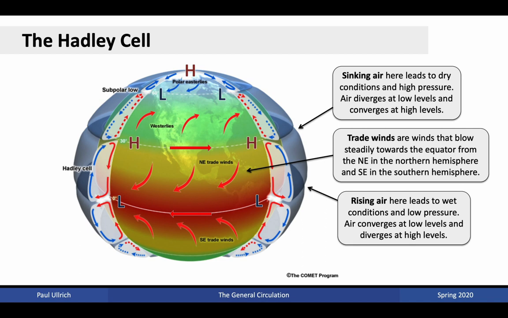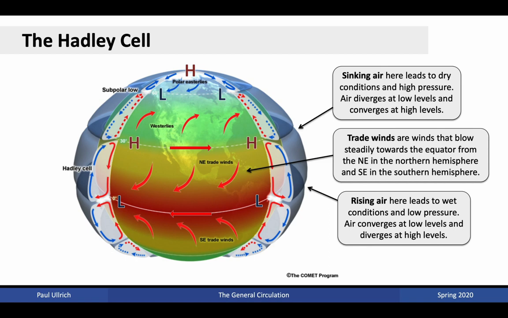Further, it's associated with trade winds that extend through the extent of the Hadley circulation. These are winds that blow steadily from the northeast in the northern hemisphere and from the southeast in the southern hemisphere. Consequently, they lead to easterly winds along the equator. The Hadley circulation is also associated with westerly winds at its northernmost and southernmost extents.